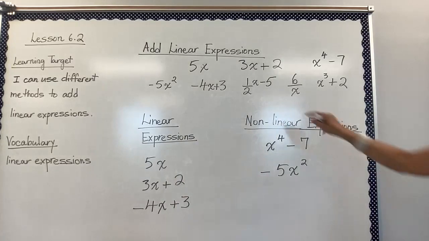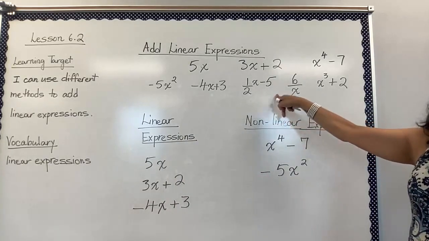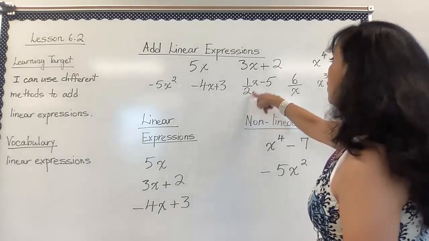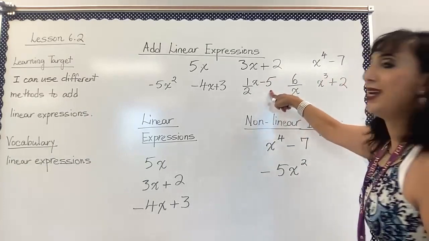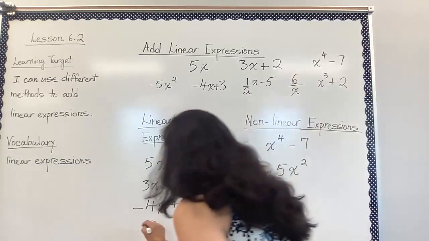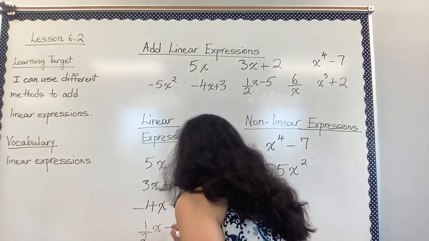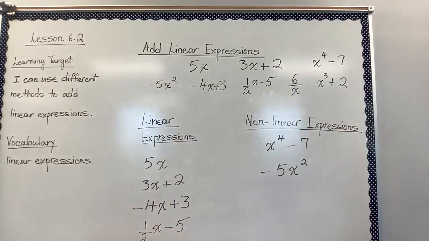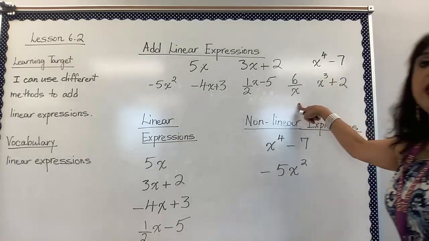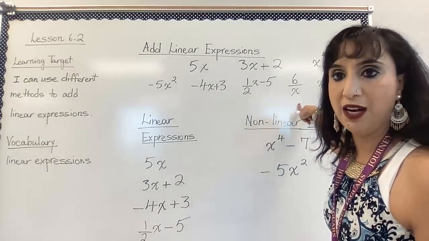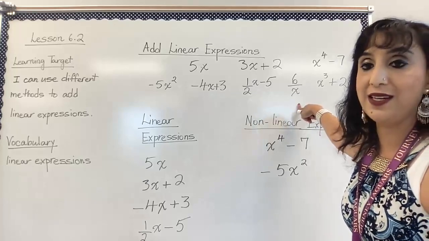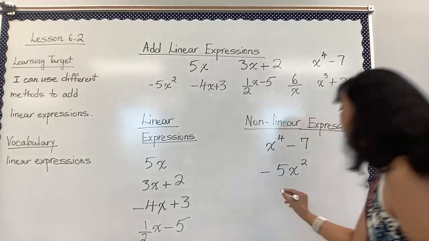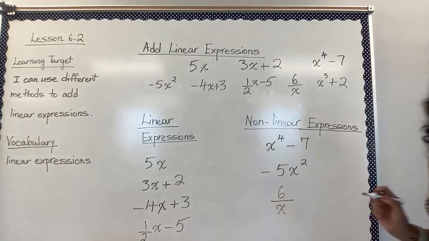Okay, if I look at 1/2 x minus 5, so 1/2 is my coefficient, x is raised to the first power, minus 5, which is the constant. So this is a linear expression. This is 1/2 x minus 5. So that is a linear expression. Look at the next one, 6 over x. In a linear expression, my denominator cannot be a variable. Because I have a variable, x, as the denominator, therefore this is a non-linear expression.